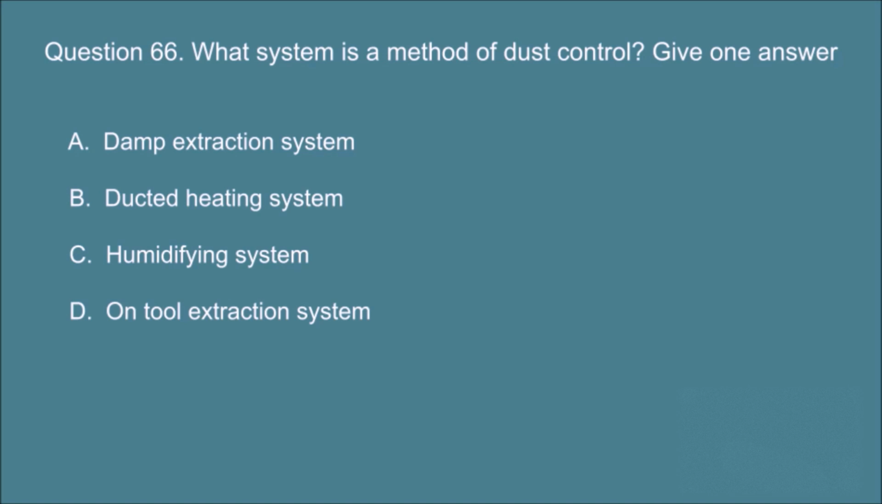Question 66. What system is a method of dust control? Give one answer. A. Damp extraction system. B. Duct heating system. C. Humidifying system. D. On-tool extraction system. The correct answer is D. On-tool extraction system.